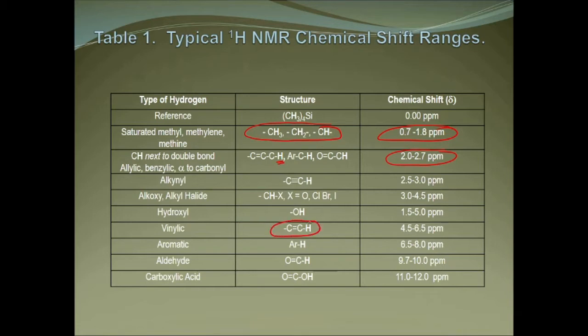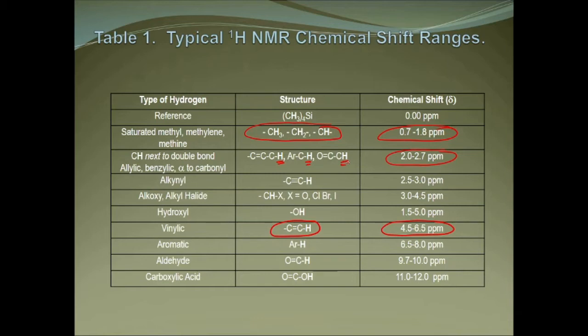Down here we have vinylic. This hydrogen is directly bonded to one of the carbons of the double bond, and this has a different range. So this is next to. Likewise, we have benzylic. This is a CH next to a benzene ring, not the one attached to it. And it is true even if we're looking at a carbon-oxygen double bond as opposed to a carbon-carbon double bond. So this is a useful table to memorize.